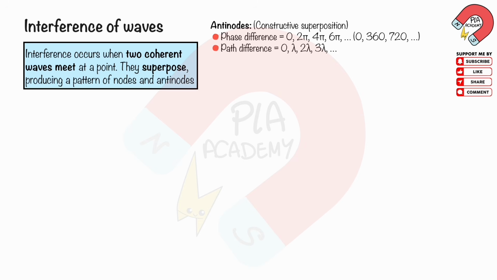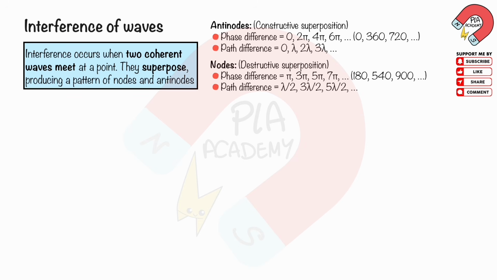Their path differences are 0, lambda, 2 lambda, 3 lambda, and so on. The nodes have phase differences of pi, 3 pi, 5 pi, 7 pi, and so on, or 180 degrees, 540 degrees, 900 degrees, and so on. And their path differences are half a lambda, 3 half lambda, 5 half lambda, and so on.